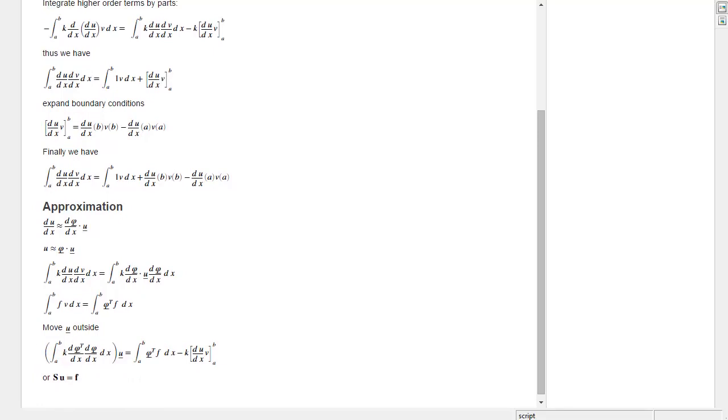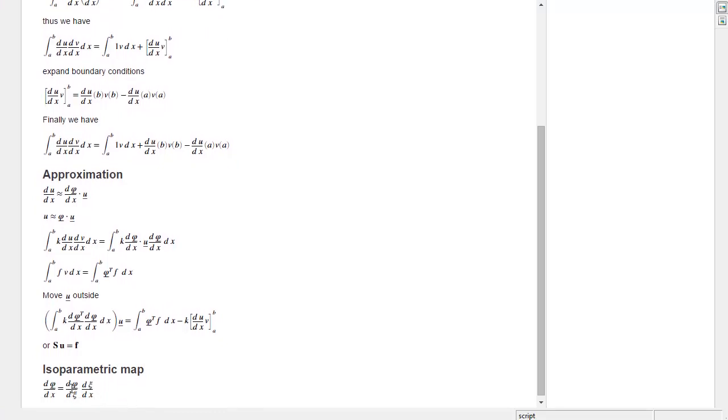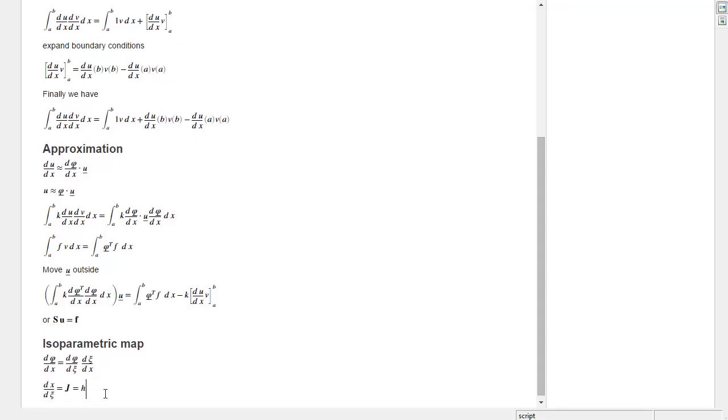Once we have established this, we can do the isoparametric map. This map is saying that we will not be doing this integral from A to B, we will instead be doing it from 0 to 1 in this case, or wherever our basis functions are defined. So for the derivative of this basis function, using the chain rule, we get d phi dxc multiplied by dxc dx. And of course, the inverse of this is the Jacobian, which in one dimension is the same as the element length.